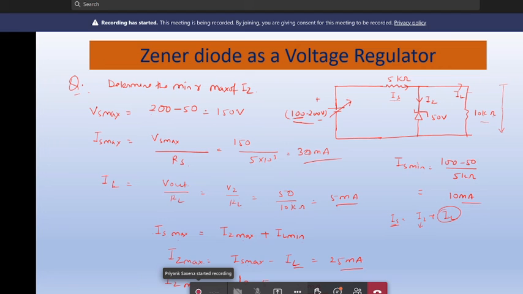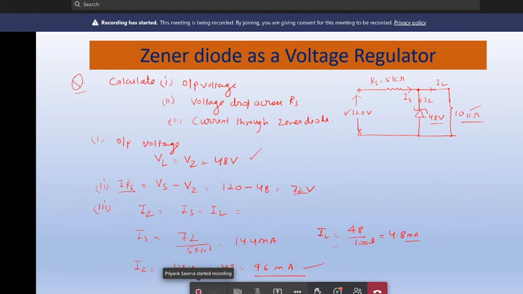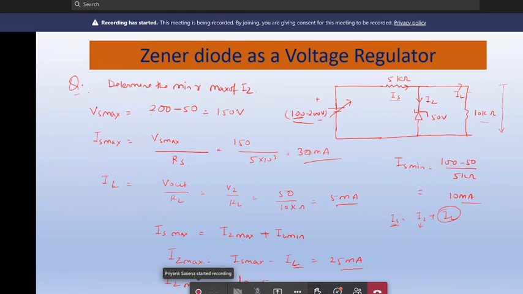Excuse me, sir. In the last question, you have written IS max equal to IZ max plus IL min. Then IL max should be there, not min, right? Where? Here? Where you wrote the statement IS max equal to IZ max plus IL min. Why will it be min? Is this what you are asking?